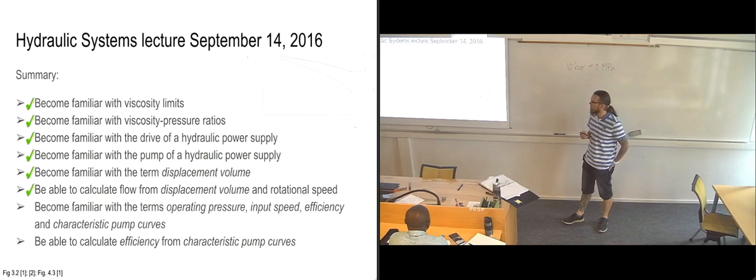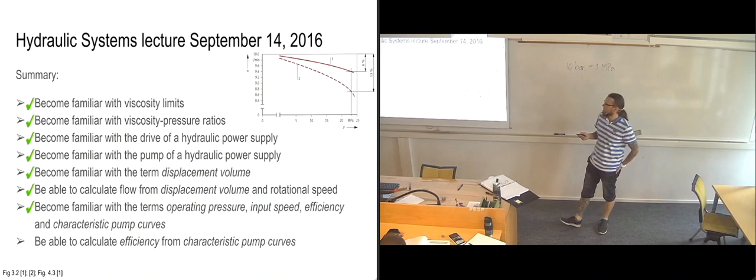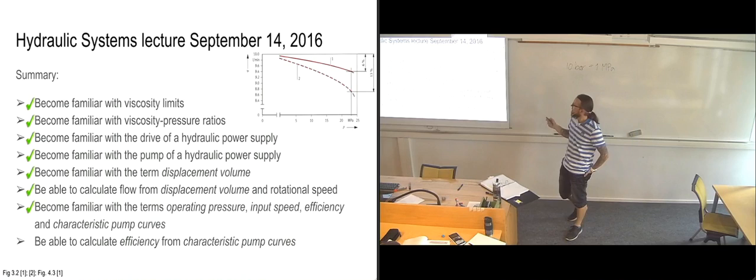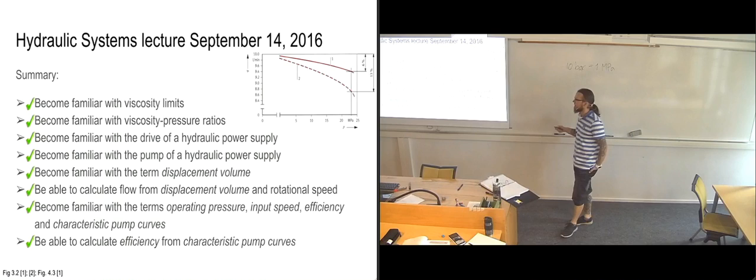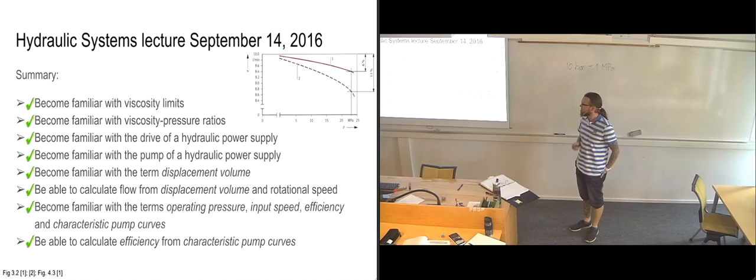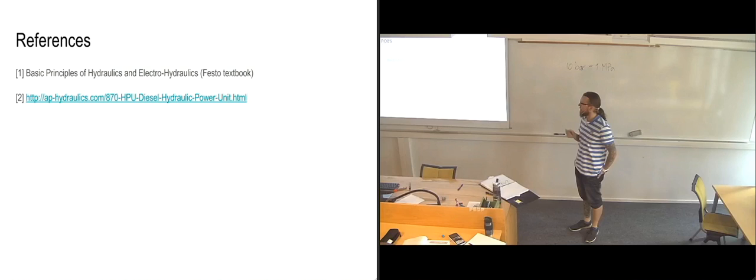We were to become familiar with the terms of operating pressure, input speed, efficiency, and characteristic pump curves. So we just looked at the characteristic pump curves. And then we were going to be able to calculate efficiencies from these curves, which basically just means getting your information from points in the graph. So it's fairly easy to do. I didn't really have many references in this one. It was the textbook and the diesel hydraulic power units.